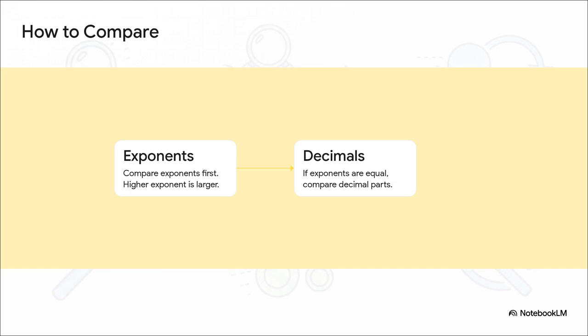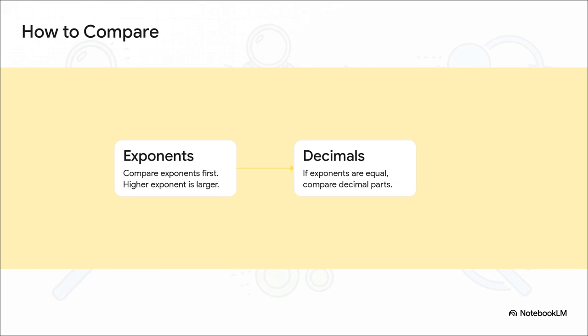You look at the front decimal. Actually, scratch that. You completely ignore the decimal number at the front for a second and look straight at that little number floating at the top right of the 10. A number with a higher positive exponent is larger, period. But what if the exponent is negative? Well, for negative exponents, a less negative number is actually greater. So, for example, an exponent of -2 is greater than -4 just because it's closer to 0.